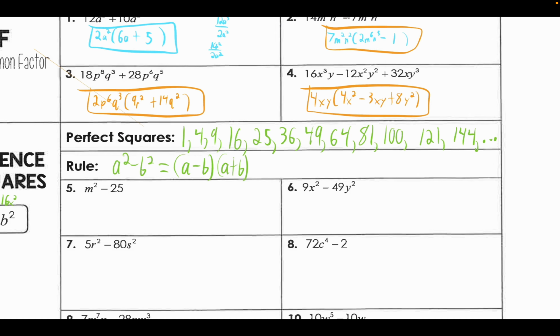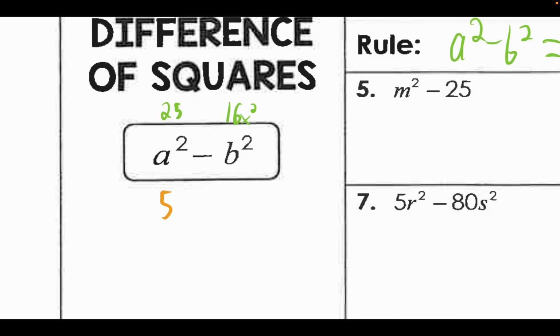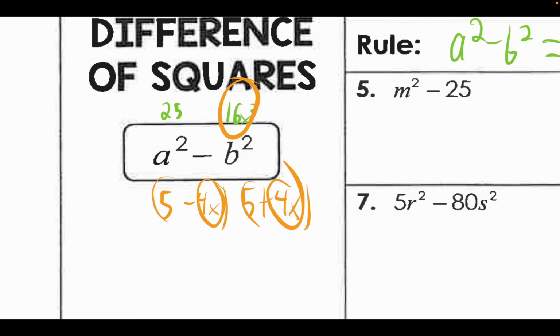But essentially it's the square root of this first term, so a, and the square root of the other term, b. So in this example over here, it would have been 5 minus 4x in one parenthesis and 5 plus 4x, because 5 times 5 is 25, and 4x times 4x is 16x squared.